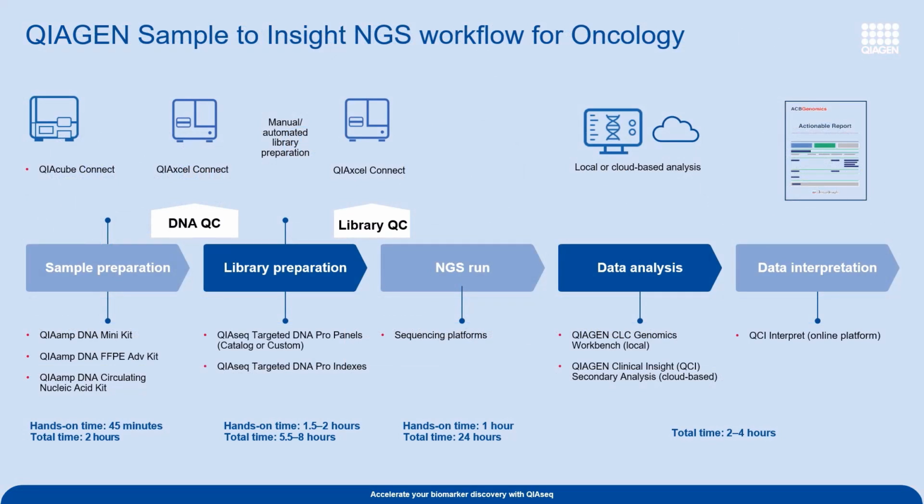The complete QIAGEN sample to insight procedure begins with DNA extraction with QIAamp kits that are suitable to your samples. Next is library preparation and target enrichment with QIAseq Targeted DNA Pro panels and platform-specific indexes. Libraries that are generated can then be sequenced on a sequencer of your choice. Data analysis can be performed using our commercial-grade QIAGEN CLC Genomics Workbench or QCI secondary analysis, which I'll go over in the next slide. The detected variants can then be interpreted with QIAGEN Clinical Insight Interpret for Oncology.